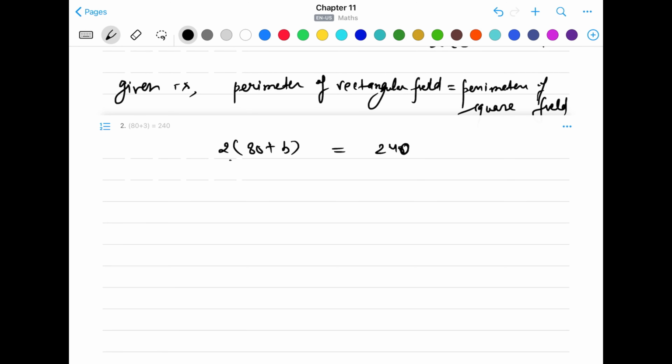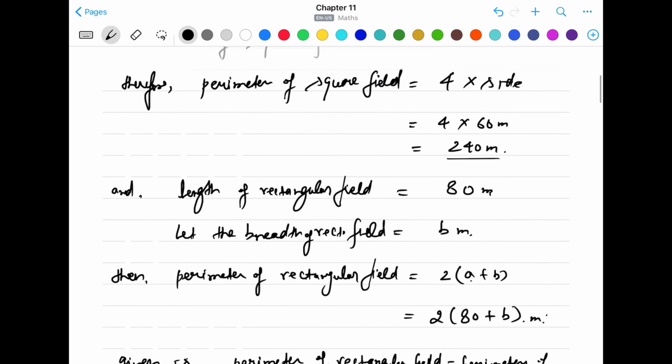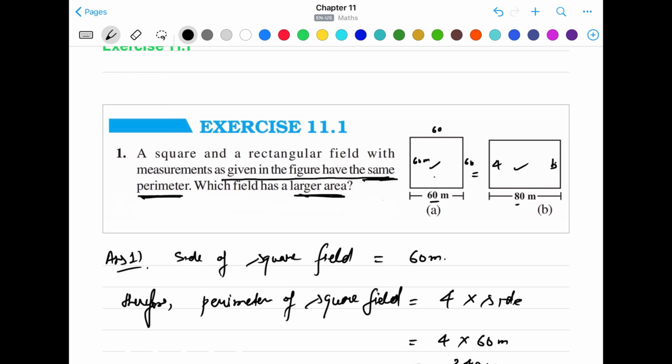When you multiply the 2 inside the bracket you will get 160 plus 2b equals 240. So from here 2b will be 240 minus 160. So b from here will be 240 minus 160, which is 80 meter, and this 2 will come in the division, so when you divide by 2 you will get the answer as 40 meter. So the breadth of this rectangular field is 40 meter. Now we have the measurements of these fields. Now we're going to calculate their area.